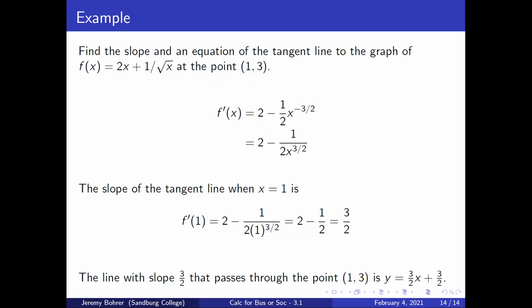The line with slope 3/2 that passes through the point 1, 3 is y equals 3/2 x plus 3/2.